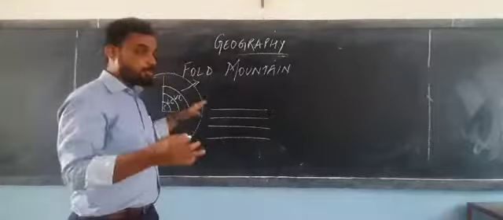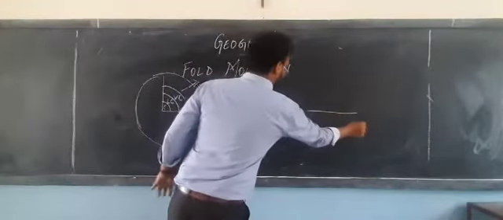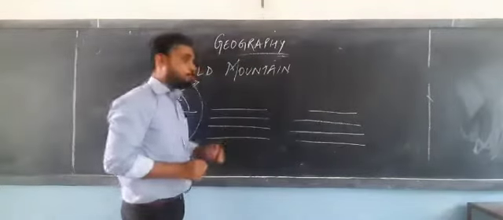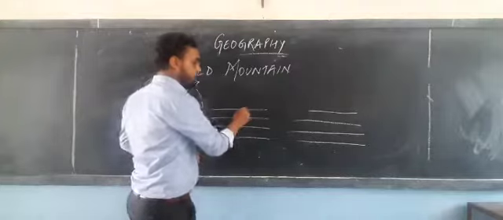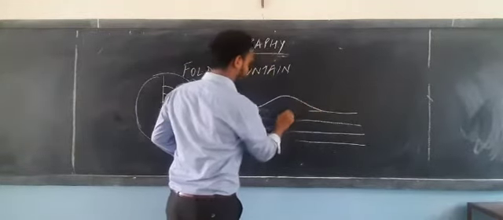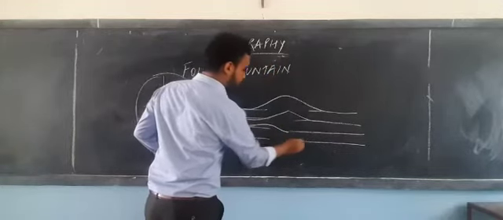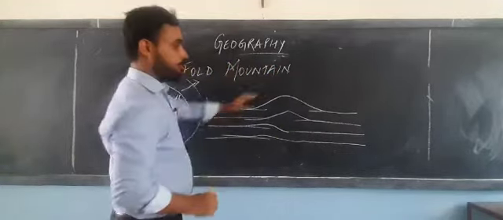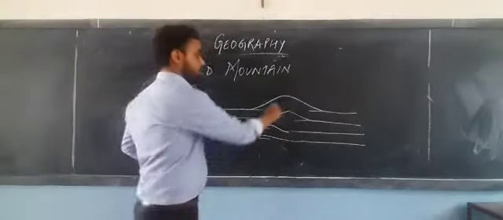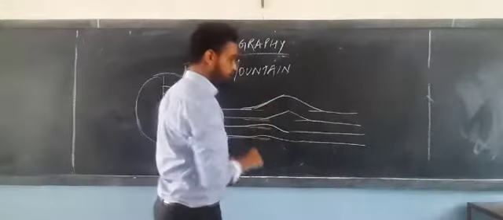Now when the force is exerted from both the sides, what happens? The land in that particular area rises up. And this gives a shape to a fold mountain. Okay? Now this is how a fold mountain is formed.